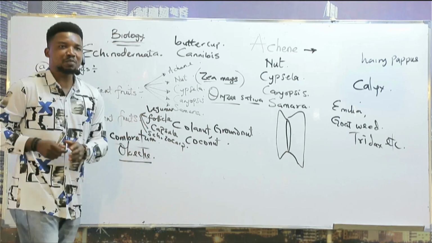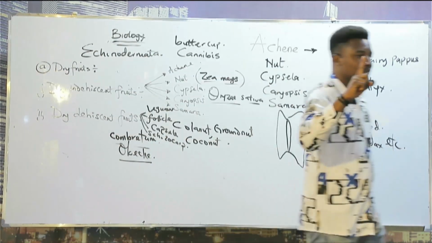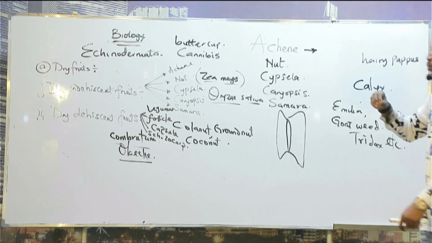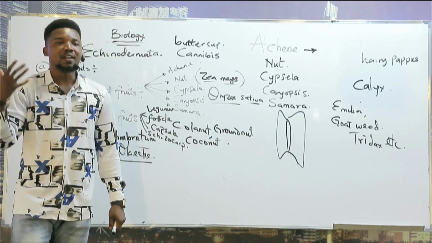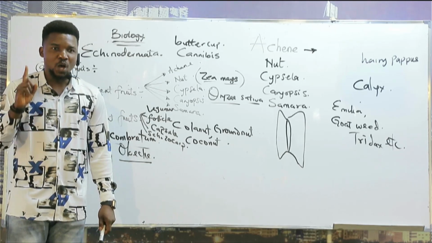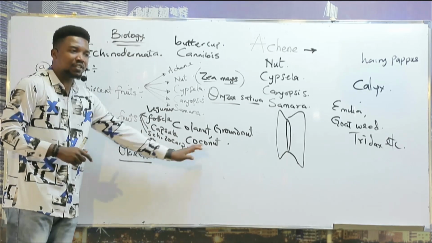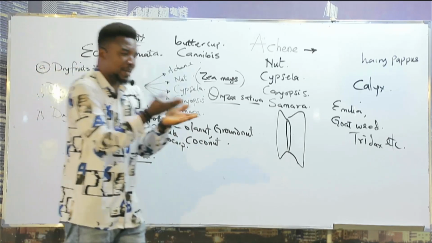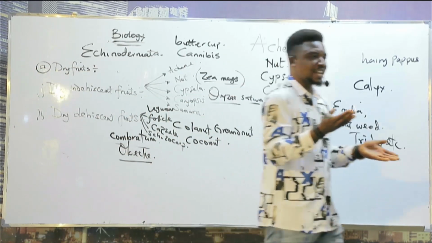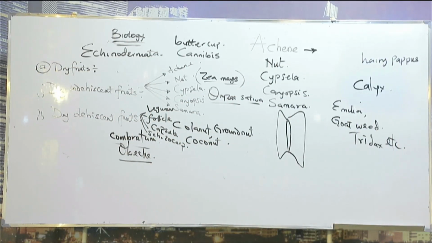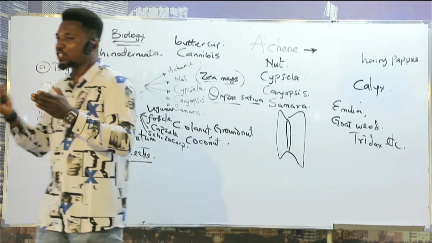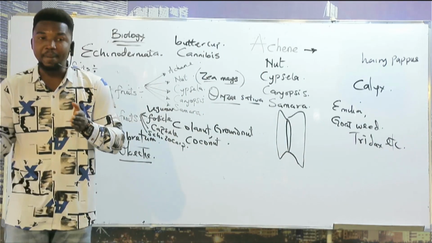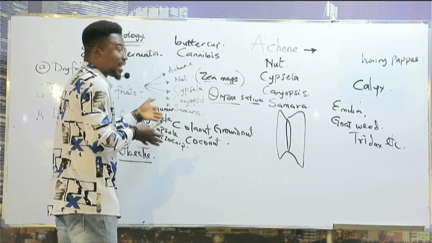Follicle splits in one line. Do you understand? What of capsule? Capsule splits in three or multiple lines. When it comes to schizocarp, schizocarp splits in chambers. Do you understand? The fruit has chambers that each contain one seed. So when they want to split, they split in chambers.